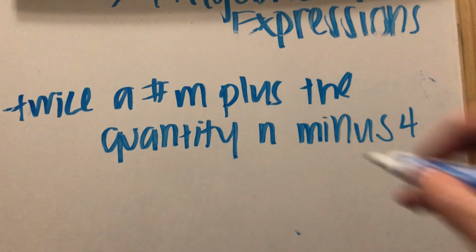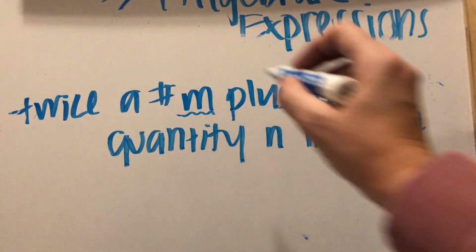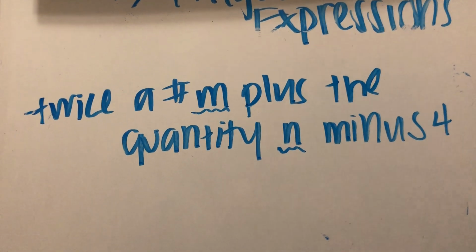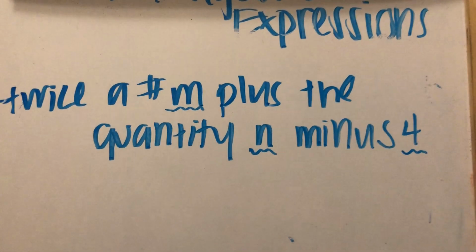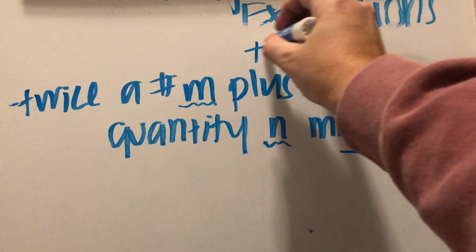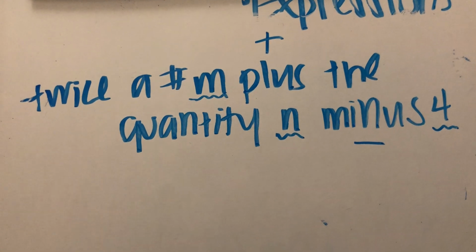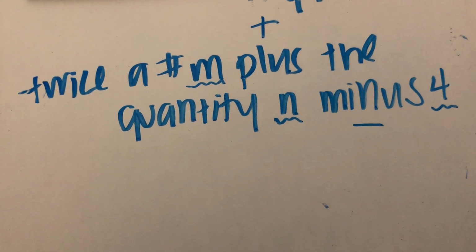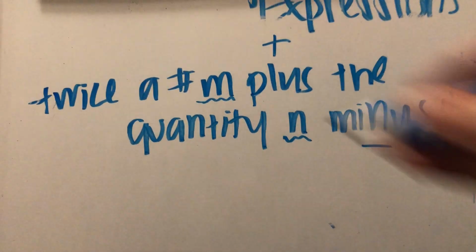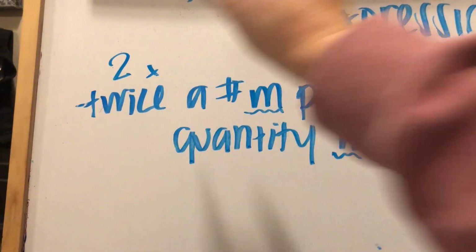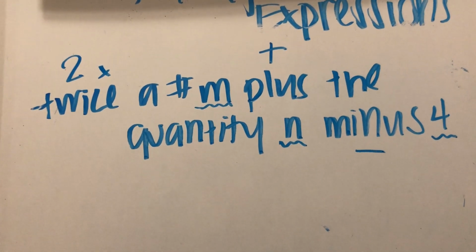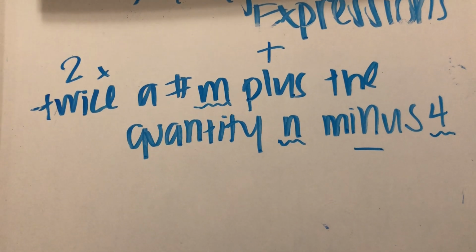So looking here, you guys, we have two different variables. We have n. We have this number 4. We have a minus. We have a plus. Now, twice a number. That twice is showing that we're going to multiply by 2. So not only is that 2, but it's also going to be multiplying. So now we need to look at this sentence and we need to write this out in an algebraic expression.